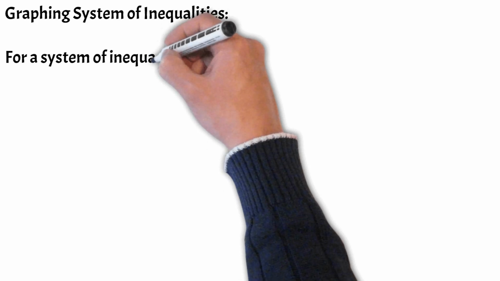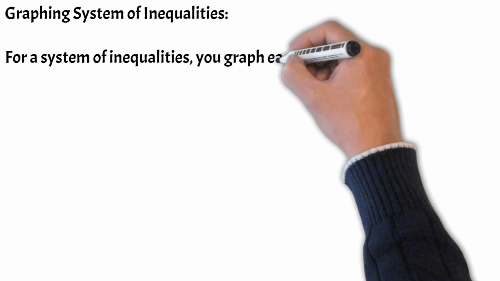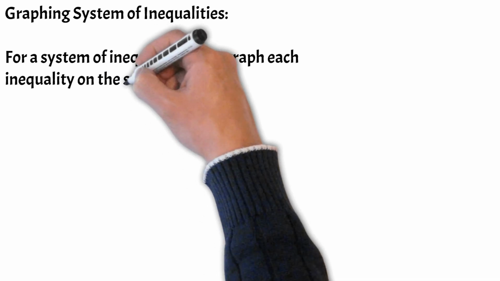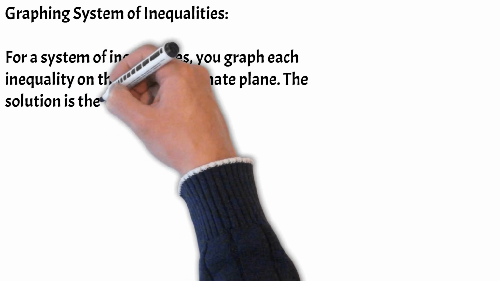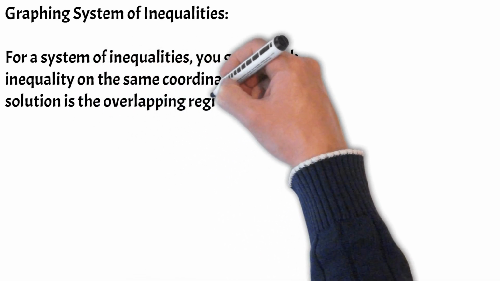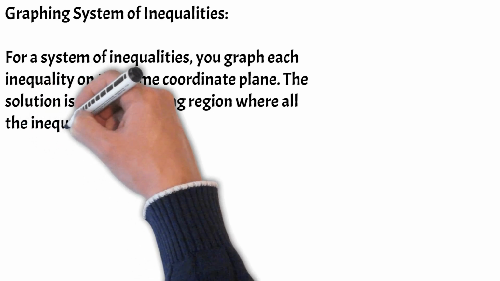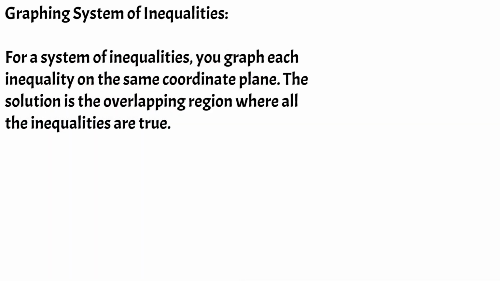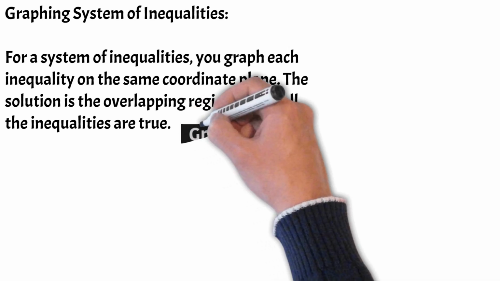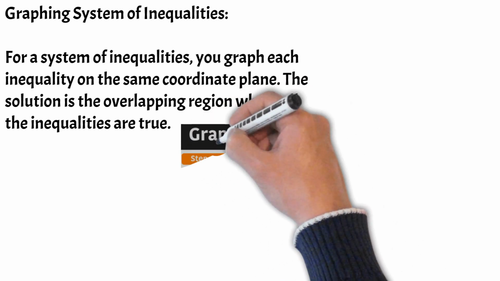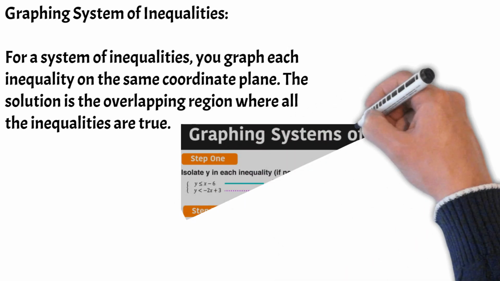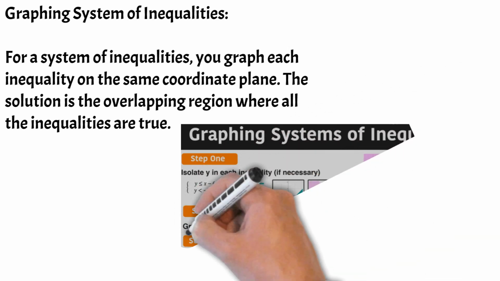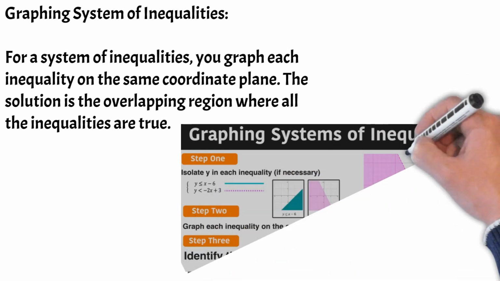Graphing systems of inequalities. For systems of inequalities, you graph each inequality on the same coordinate plane. The solution is the overlapping region of both shadings. Now, you also need to remember that if the shading is on a dotted line, that is not a true solution. If the overlapping region is demarcated by the bold line, then it is a true solution.